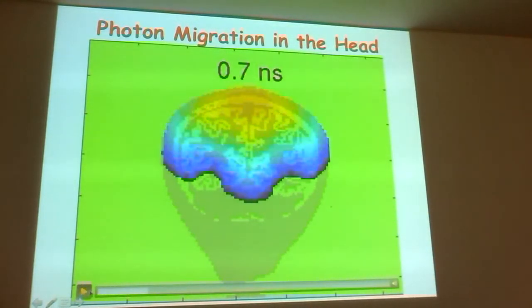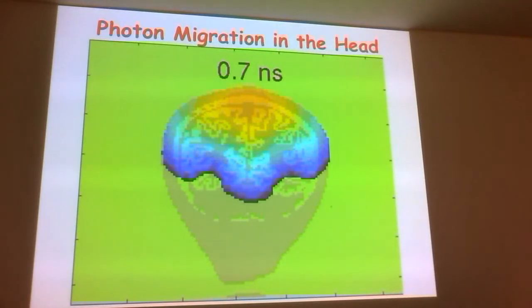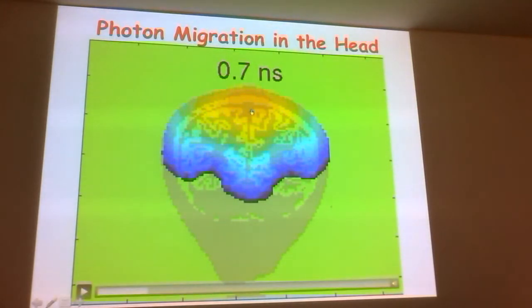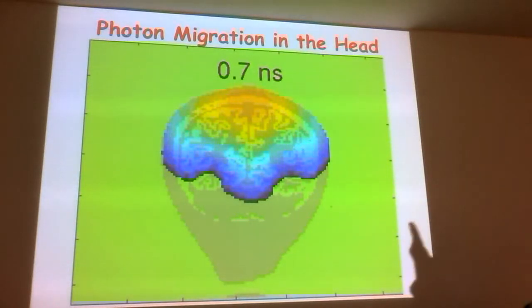I should point out, I'll stop here, this color map is spanning about 10 orders of magnitude, right? So the light is propagating through the tissue, but it's attenuating quite strongly. If there were no scattering in the tissue, in 0.7 nanoseconds that pulse of light would have traveled in a straight line to about here, about to the neck. But because the scattering is so strong, the fluence of photons disperses throughout the head.